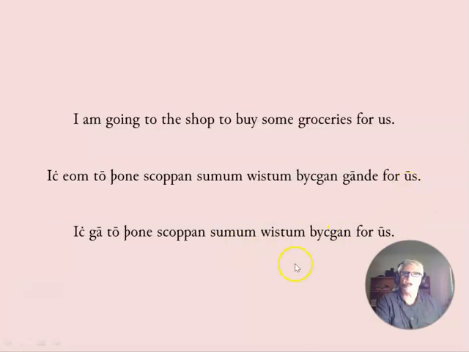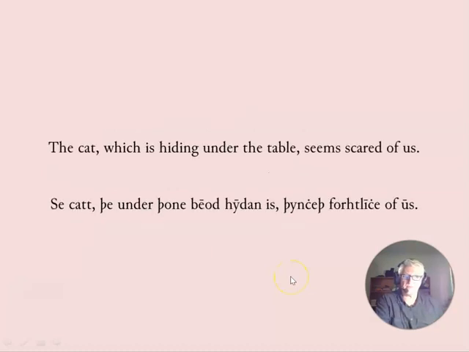Next one. I'm going to the shop to buy some groceries for us. Ich am tol thona shoppen summum wisdom bujan ganda bar us. Or you could say ich ga tol thona shoppen summum wisdom bujan bar us. Okay, choice is yours. Just two different ways of saying the same thing.